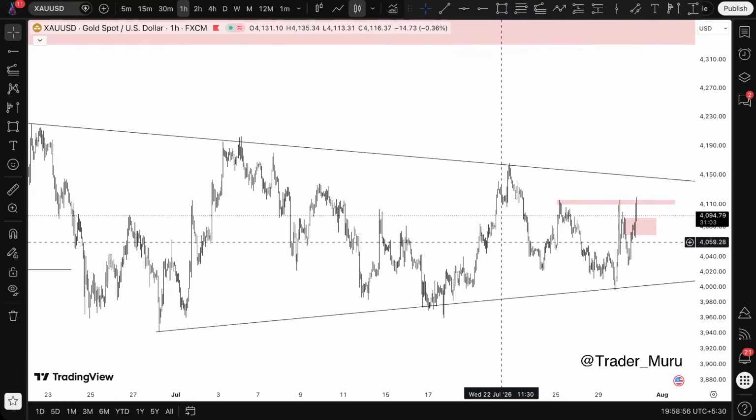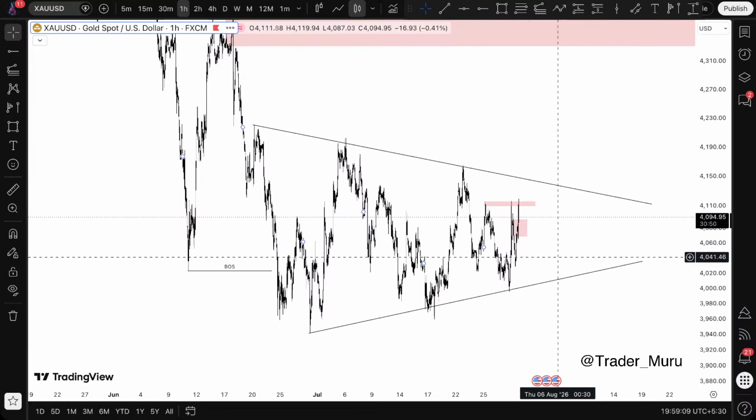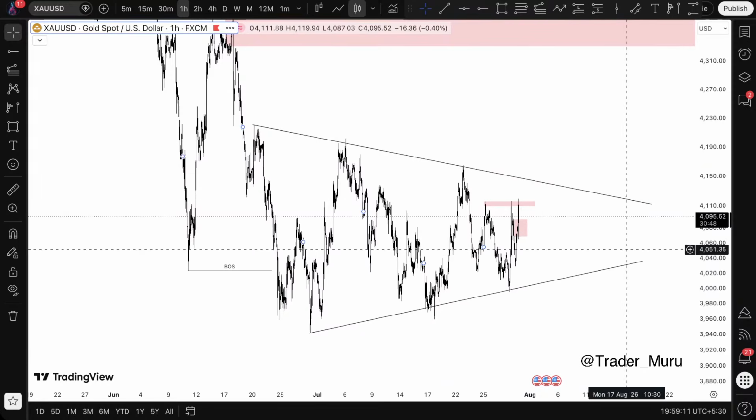Why won't it directly drop? Feels like it took out the Asia high. It could plump. The range is contracting, soon a big momentum move is coming. Yes, it is preparing for NFP. We will get a breakout in NFP.